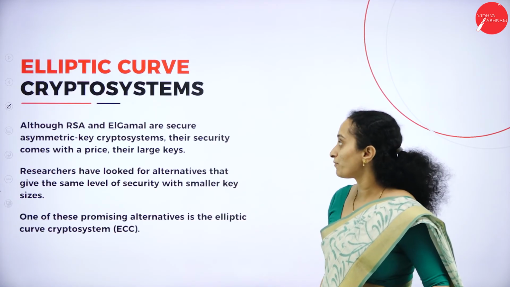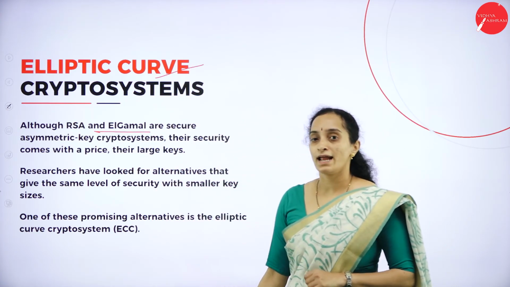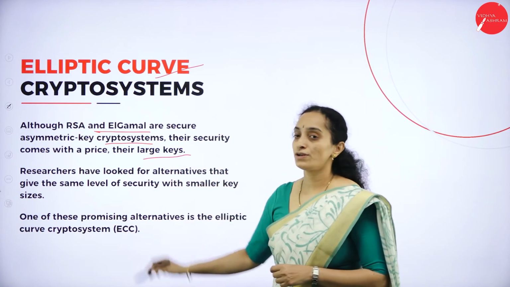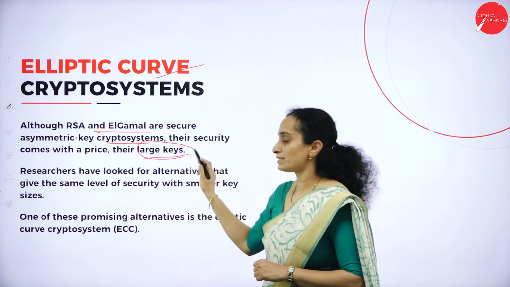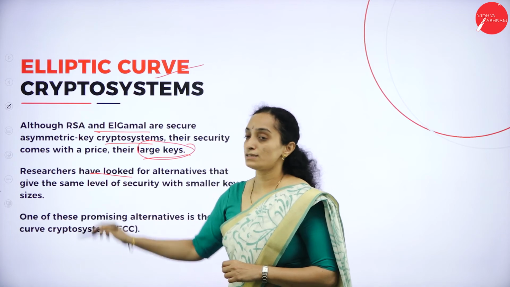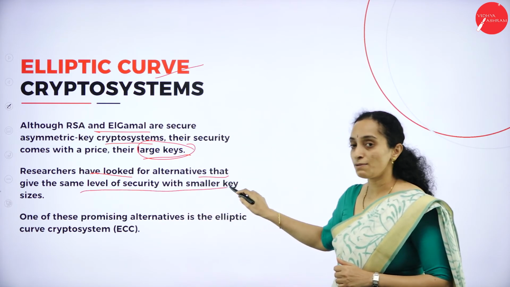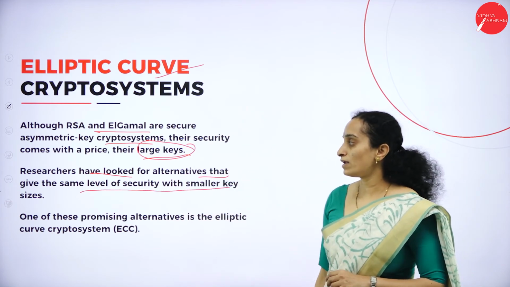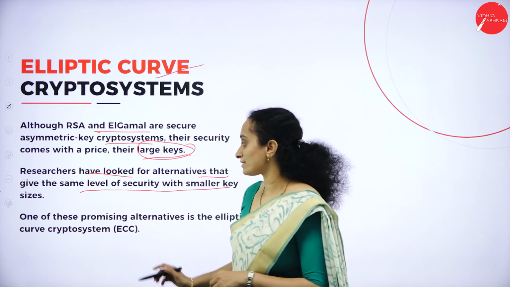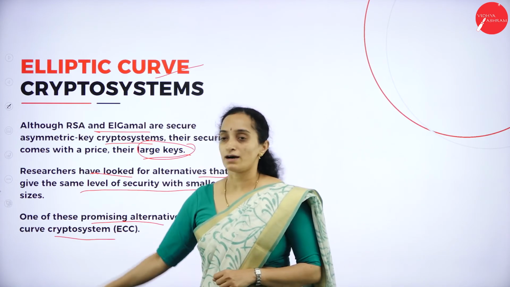Let's check the last type of crypto system, that is the elliptic curve crypto system. Although RSA and ElGamal are secure forms of asymmetric key crypto system, the security comes with a price. What is that price? They have comparatively large keys. So researchers have looked for alternatives. What type of alternative gives the same level of security with smaller key sizes, so that the security will be the same but the key values will be smaller? So one of the crypto systems that you can use is the elliptic curve crypto system.